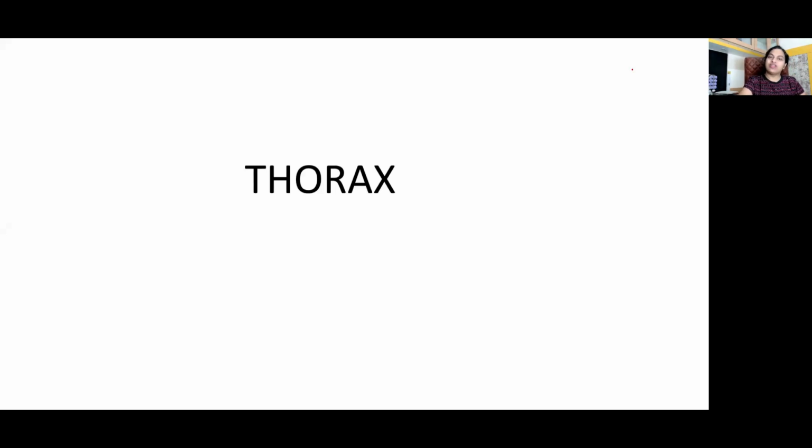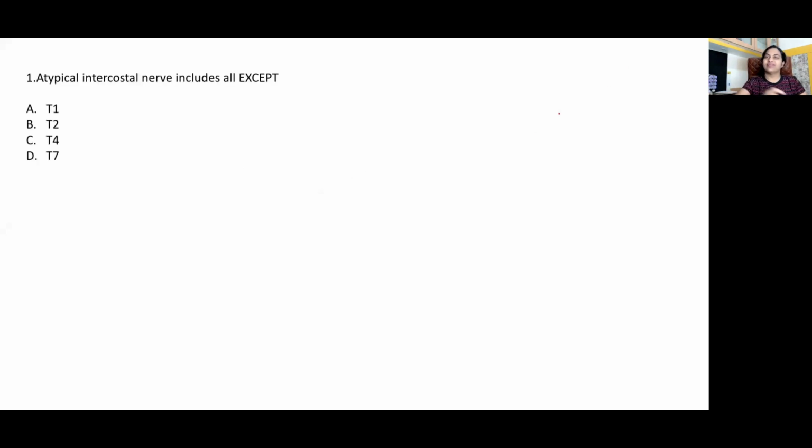So today we are going to see MCQs in the region of thorax. To start with, atypical intercostal nerve includes all except. So you see four options here. Which of these is not an atypical intercostal nerve?